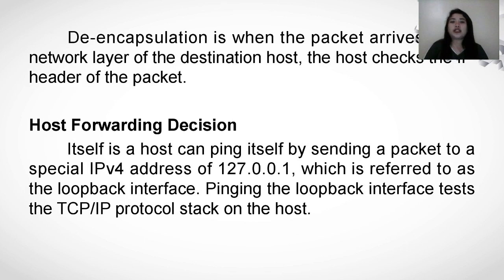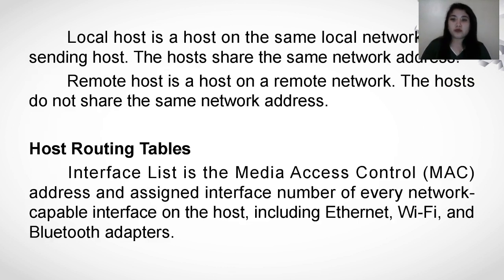The encapsulation is when the packet arrives at the network layer of the destination host. The host checks the IP header of the packet. For the host forwarding decision, a host can ping itself by sending a packet to a special IPv4 address of 127.0.0.1, which is referred to as the loopback interface. Pinging the loopback interface tests the TCP/IP protocol stack on the host.